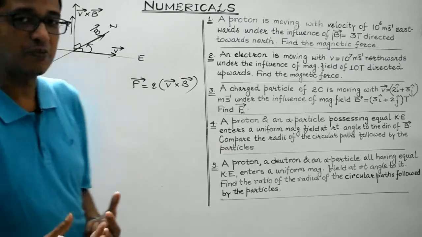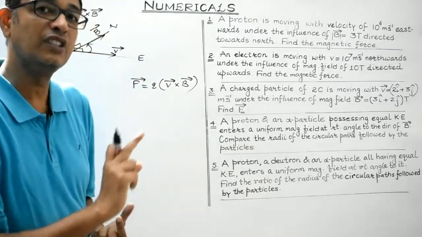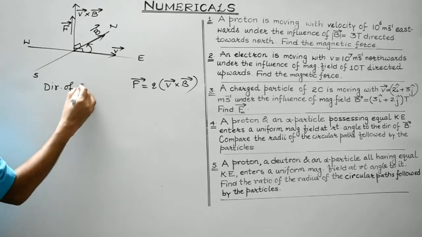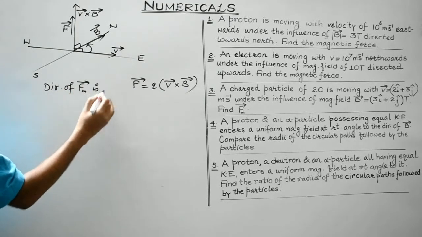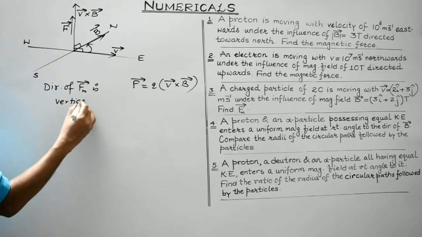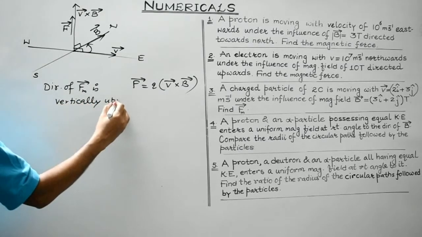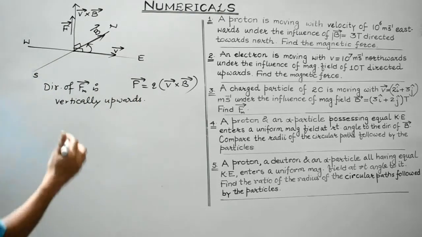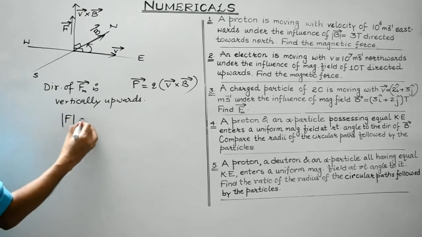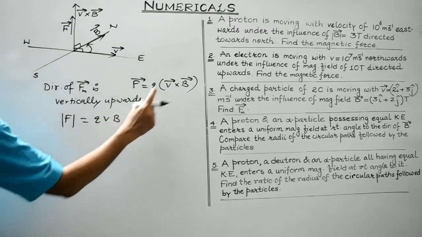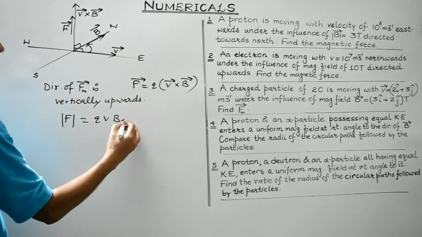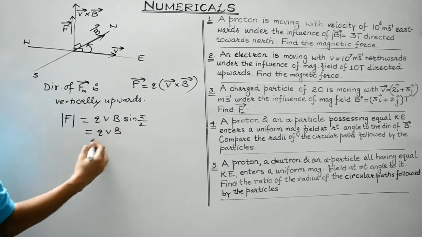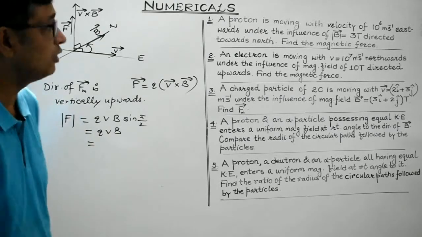In which direction does this magnetic force act? It will act in the vertically upward direction. Therefore, the direction of the magnetic force is vertically upwards. So we have determined the direction. Now let's find out its magnitude. The magnitude will be given by Q V B sine of the angle between the velocity vector and the magnetic field vector, which is 90 degrees. So it is Q V B sine 90. Sine 90 is 1. Let's substitute the values.